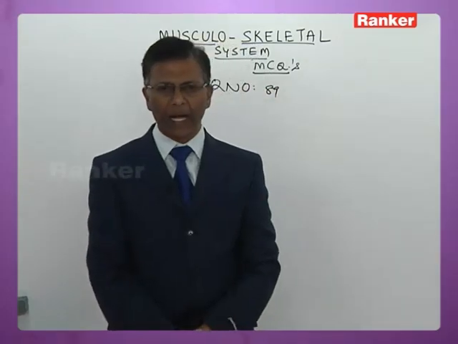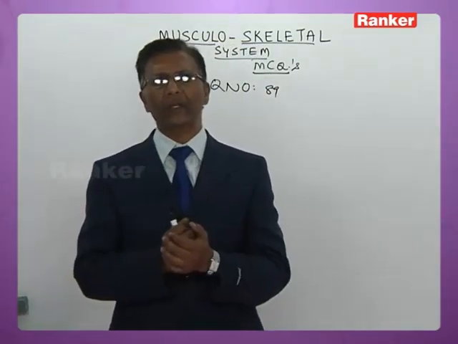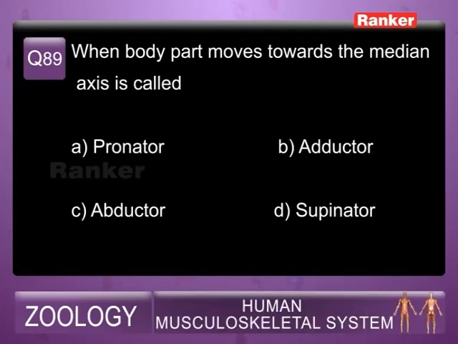away from the body is called abductor. So both of them are antagonistic to each other. According to this question, the answer is adductor, that is, the one which pulls the body part towards the median axis. So the answer is B for the 89th question.